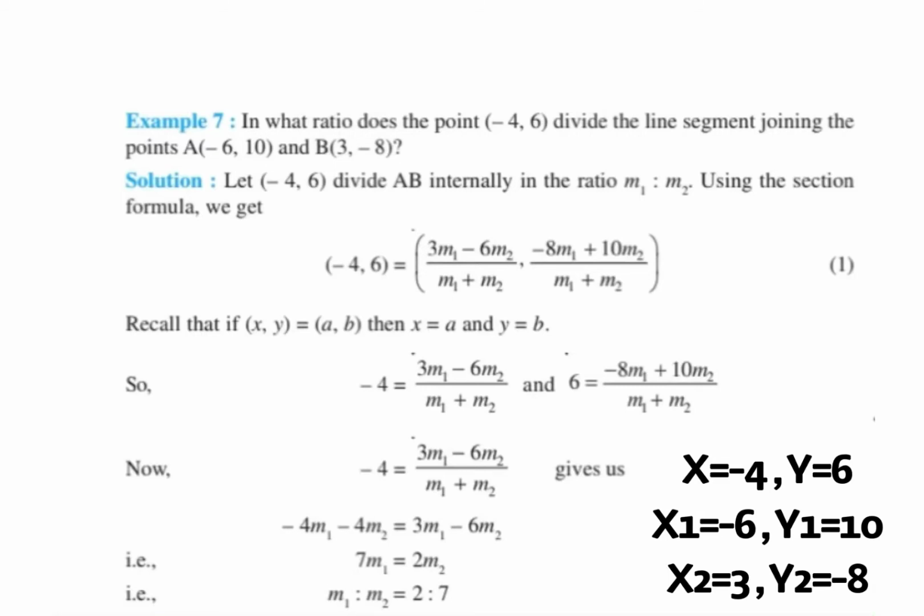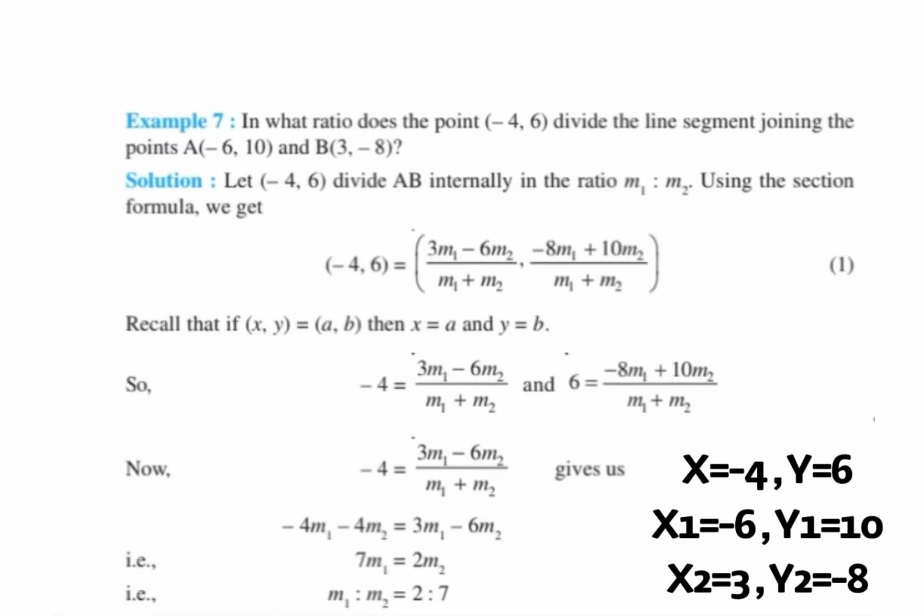So first of all we have to use the section formula. What is the section formula? P(x, y) is equal to (m1 x2 plus m2 x1 upon m1 plus m2, m1 y2 plus m2 y1 upon m1 plus m2). Here x is equal to -4, y is equal to 6, x1 is equal to -6, y1 is equal to 10, x2 is equal to 3, y2 is equal to -8.